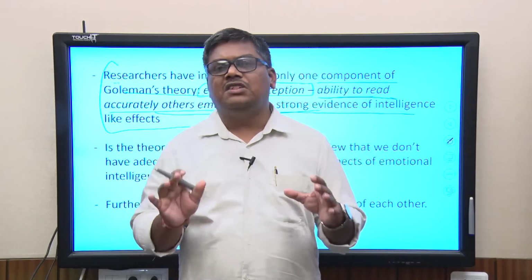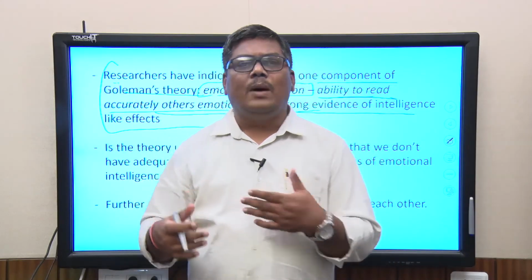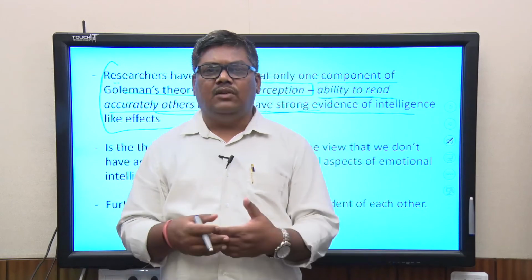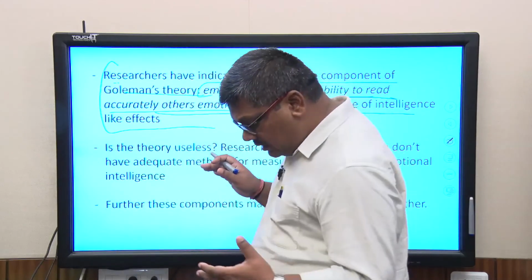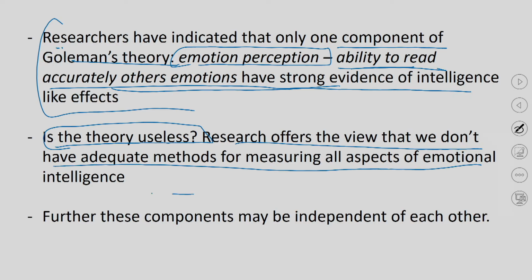This is the only factor which has been researched upon. If we pick up a book on emotional intelligence, this is the most widely accepted factor. Many researches are being done on emotional intelligence, but this is the factor to look forward to. Now, is the theory useless then, because it has mentioned so many factors? Research offers the view that we do not have adequate methods for measuring all aspects of emotional intelligence.